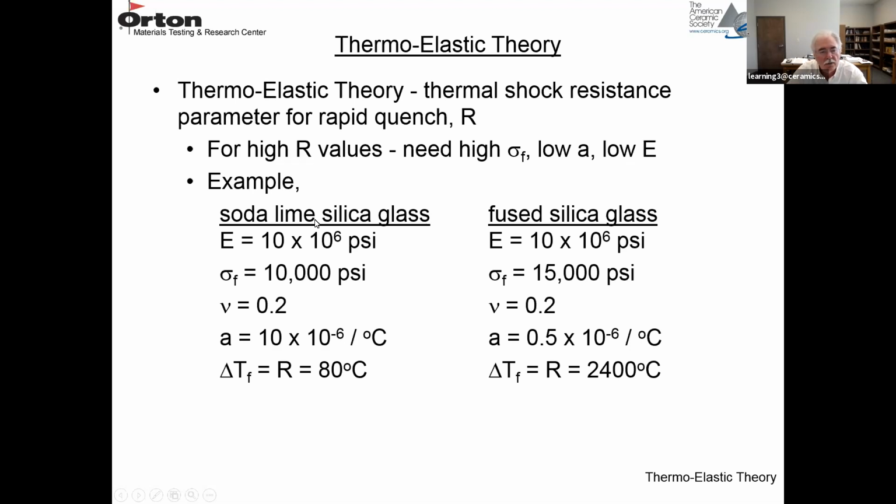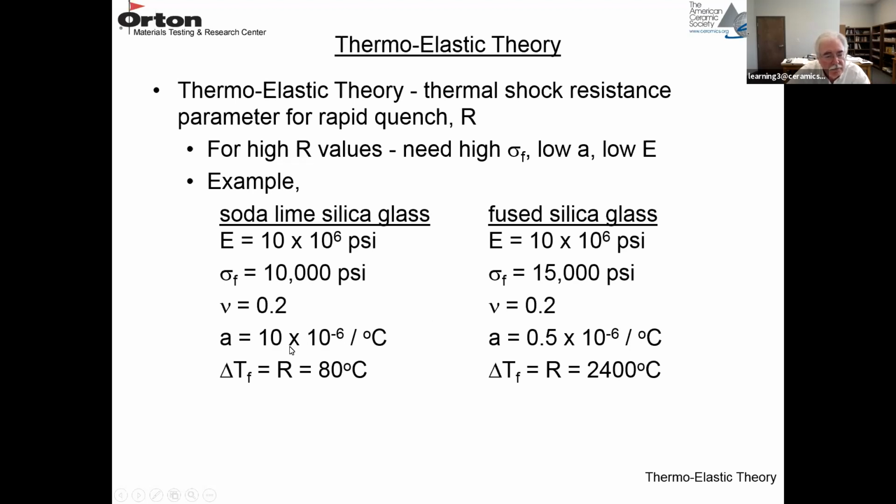So for two examples, I just picked a glass, a soda lime silica glass, which is just window glass, and we mentioned fused silica glass, which has the low thermal expansion coefficient. Both glasses have an elastic modulus of about 10 million PSI. Window glass has a strength of about 10,000 PSI. Fused silica is maybe a little bit stronger, 15,000 PSI. They both have the same Poisson's ratio, about 0.2.